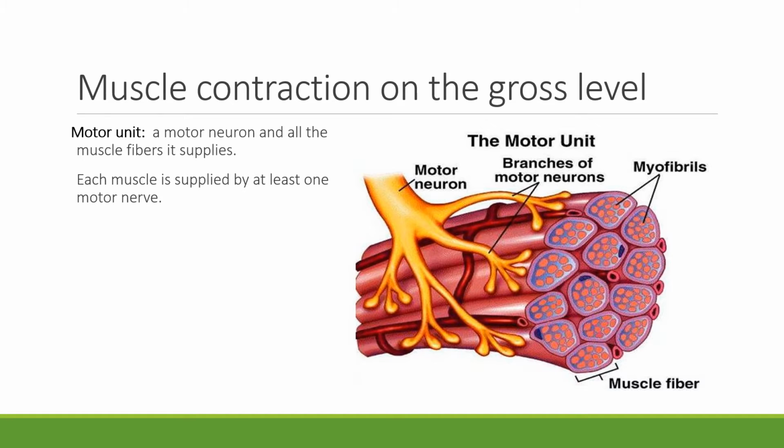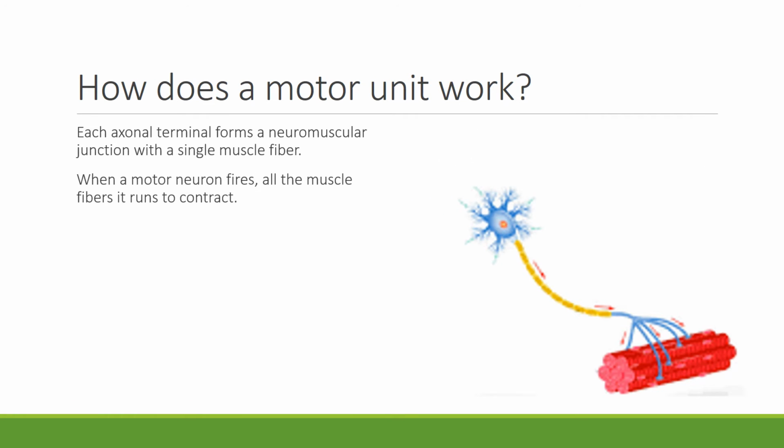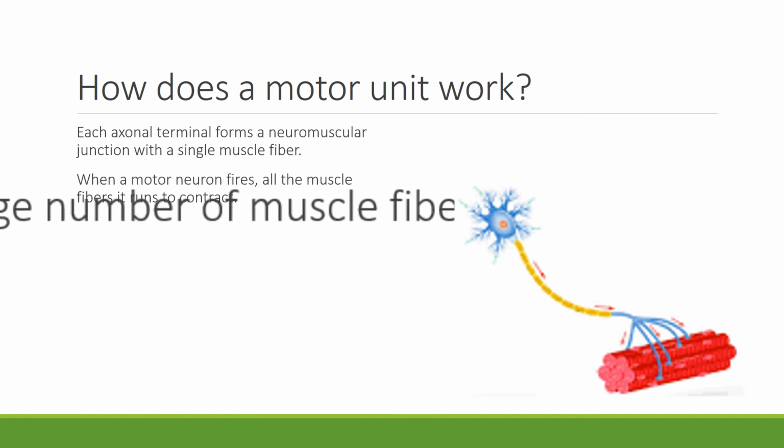Each muscle is supplied by at least one motor nerve, and each motor nerve has hundreds of axonal terminals because the axon branches. Take a look at the diagram to the right and be sure you can see these characteristics. In the structure on the right, the blue is the neuron, the yellow is the axon, and the blue branched is the axonal terminals. The red is the muscle. Each axonal terminal forms a neuromuscular junction with a single muscle fiber. When a motor neuron fires, all the muscle fibers it runs to contract.